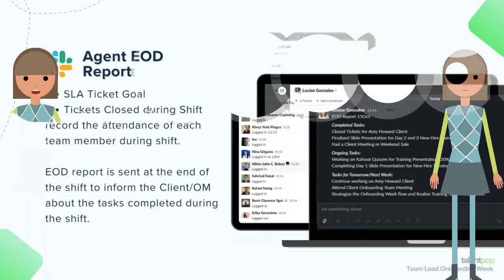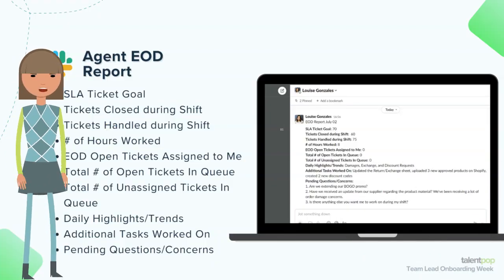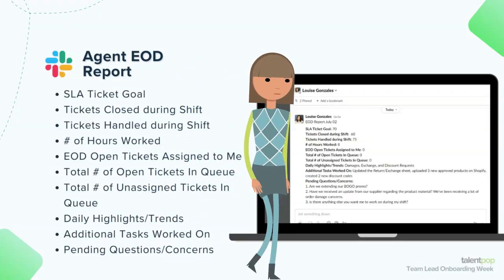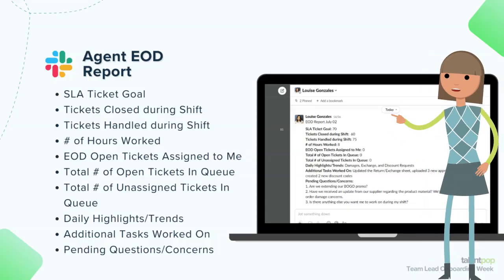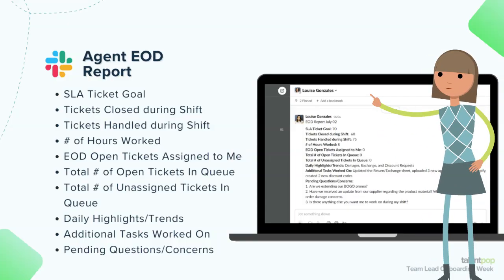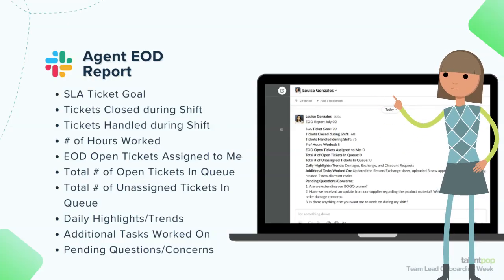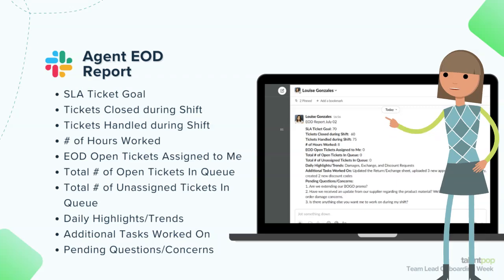Your agent's EOD report includes several key metrics and updates. These include the number of tickets handled, hours worked, open tickets, and daily highlights. They also need to include any additional tasks they worked on and any concerns or blockers they encountered. A strong EOD report is clear, detailed, and accurate. This not only reflects their performance, but also helps your team identify trends and make better decisions.